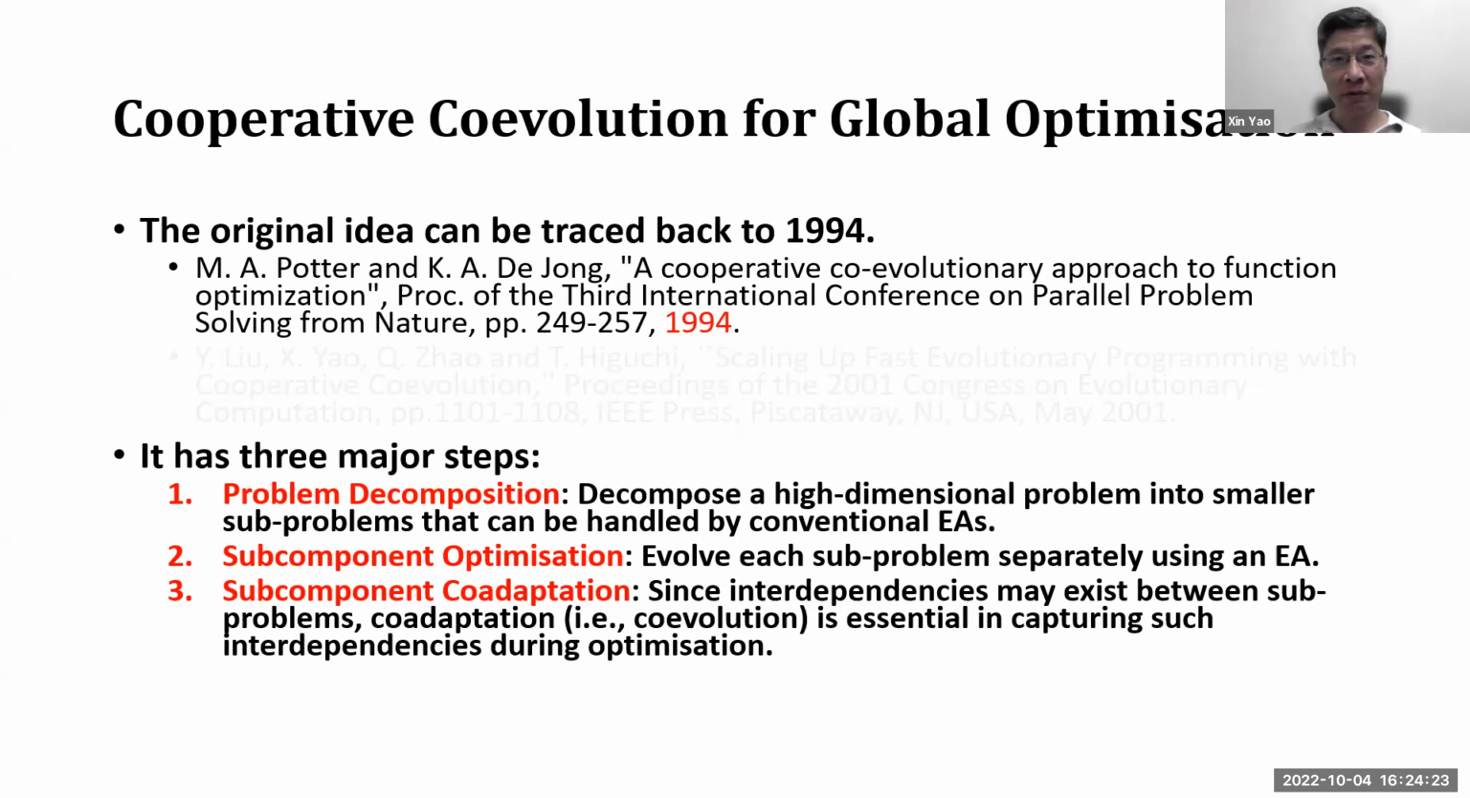When we apply cooperative co-evolution for global optimization, normally we have three major steps. One is problem decomposition. The second step is subcomponent optimization. The third one is subcomponent co-adaptation. This is a very typical divide and conquer strategy. You can imagine co-evolution as an automatic approach to divide and conquer, because we divide a large problem into smaller subcomponents, then we do subcomponent optimization, and then we put subcomponent solutions together through co-adaptation, forming the solution to the original large problem. Very intuitive.